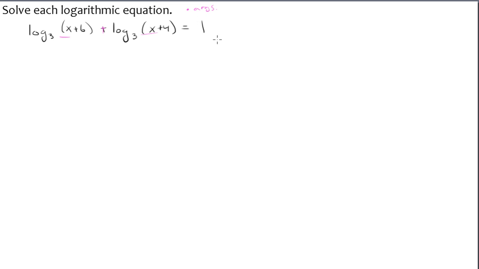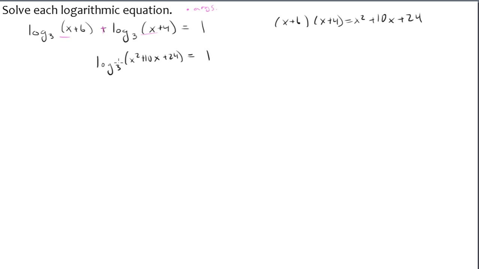So I'm going to go ahead and do a little scratch work here. I'm going to take x plus 6, and I'm going to multiply it by x plus 4: x squared plus 10x plus 24. Okay, so that means we're going to have the log base 3 of x squared plus 10x plus 24, and that's going to be equal to 1.